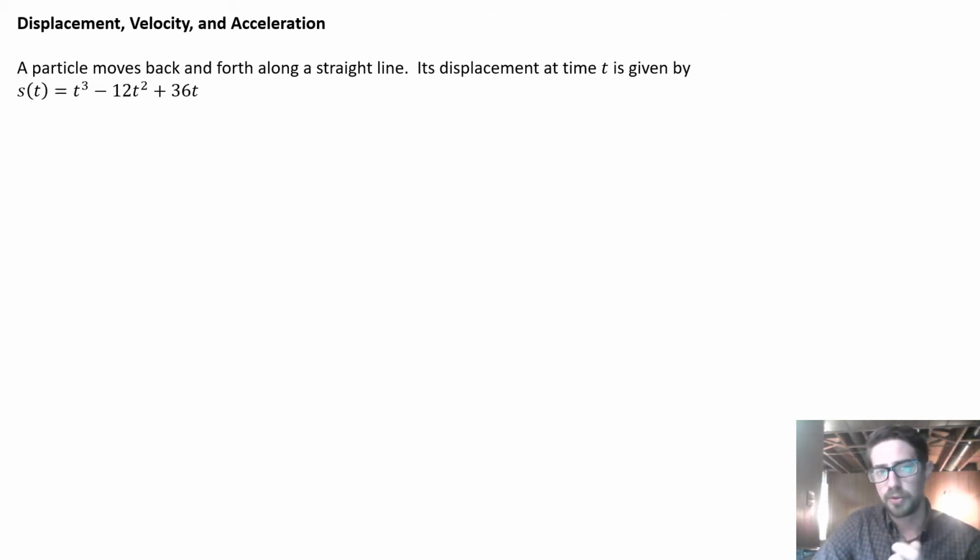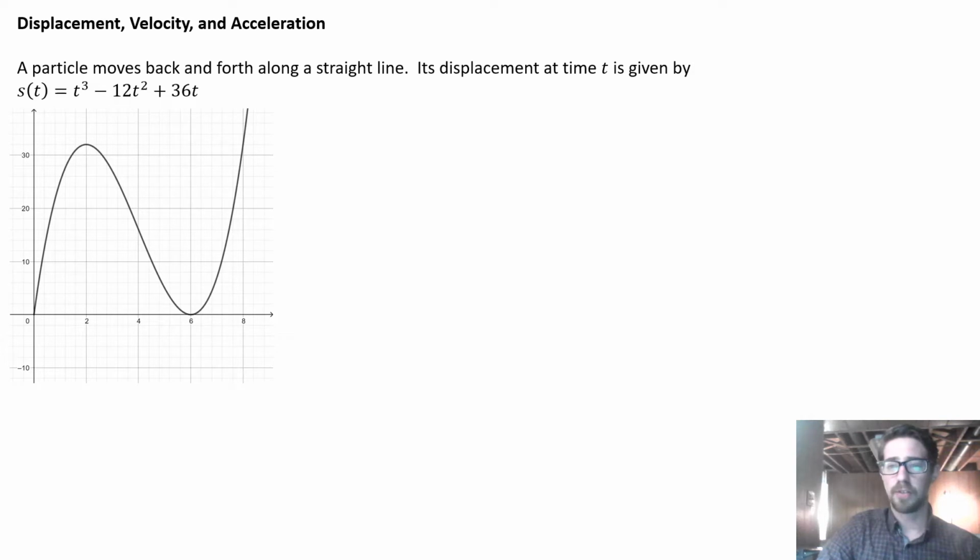So a particle moves back and forth along a straight line. You have to picture it just zipping back and forth along like a fixed track. We don't really have the tools to do a particle zipping around on a plane or something because you need parametric curves. Okay, so it's just moving back and forth like a train. Its displacement at time t is given by s is t cubed minus 12t squared plus 36t.